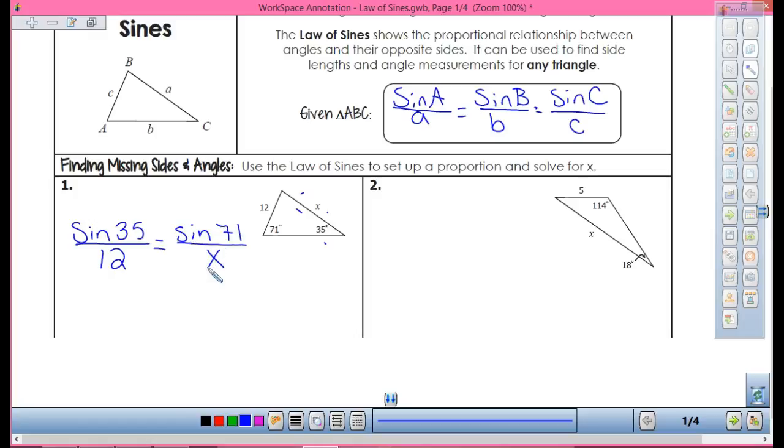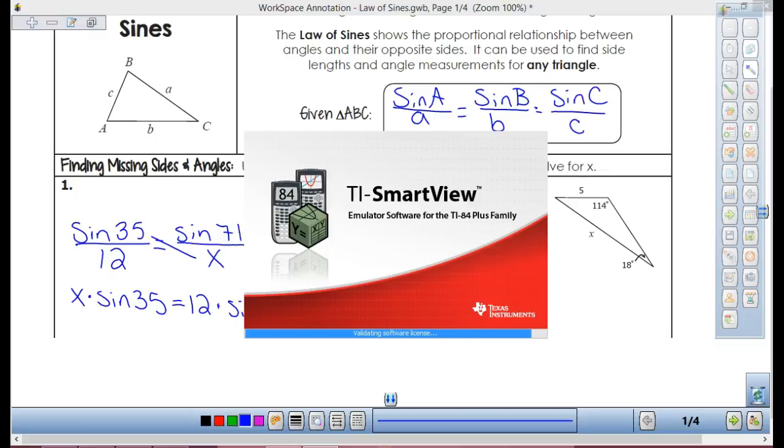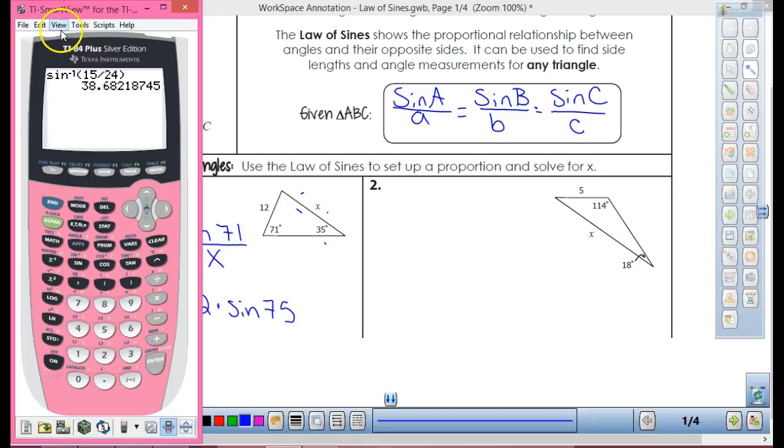All right, so now it's just proportion, right? Okay, so we cross multiply. So it's x times the sine of 35 equals 12 times the sine of 71. Okay, now it's a matter of solving. So with your calculators, if you don't have a calculator, turn to your phone. You're going to want one.